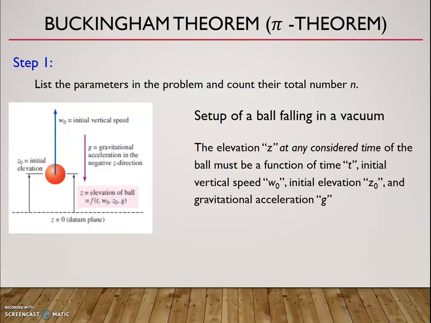Let us consider a setup of a ball falling in a vacuum. To address this example, first we have to define the datum. If the elevation of the ball with reference to that datum is z, this z at any considered time is a function of time, initial velocity, initial elevation, and gravitational acceleration. So there are 5 variables, meaning our n is equal to 5.